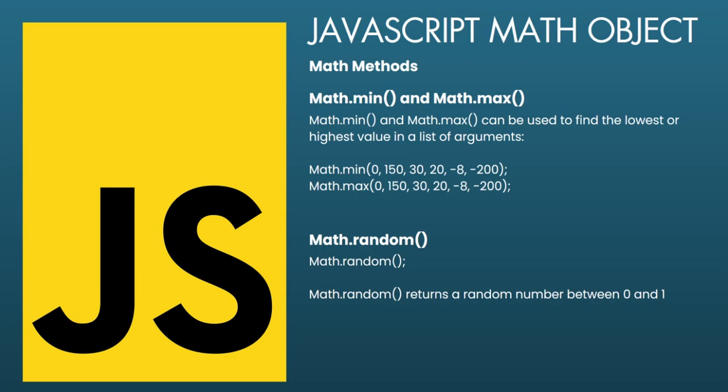Math.min and math.max can be used to find the lowest or highest value in a list of arguments. The min and max are short abbreviations for minimum and maximum. On the screen are two examples, one for the minimum method and the other for the maximum method. So let's take a look at each of these in my code editor.